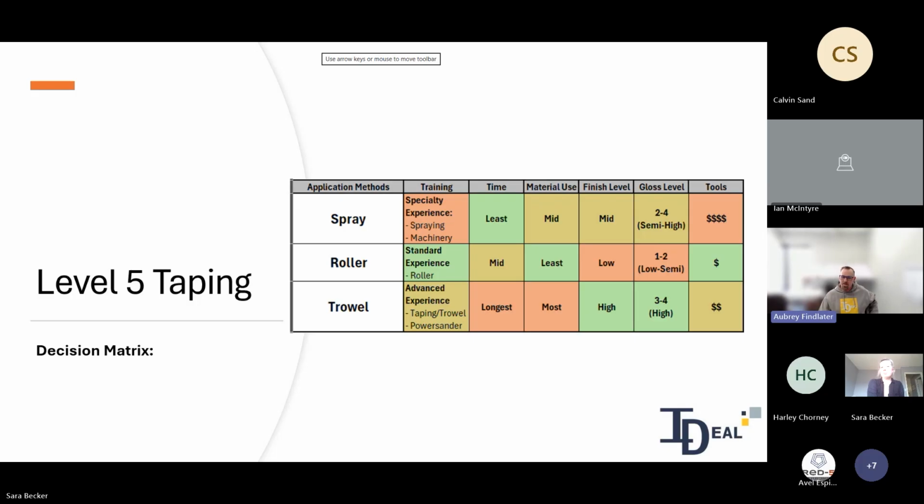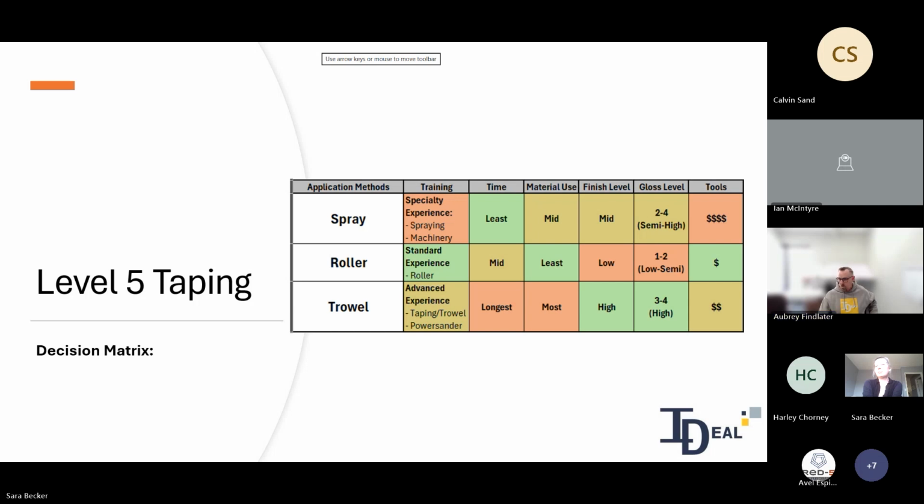It didn't use nearly as much material. It was like no material. Yeah, it barely used any once we worked out per square foot how much we're using on each of these steps. But the finish didn't turn out as well. It wasn't as good as the spray.